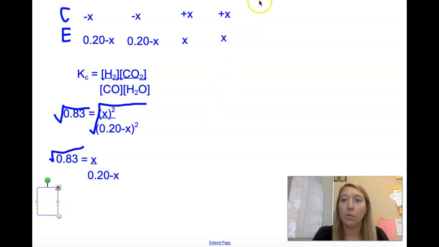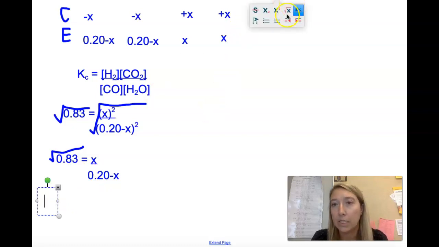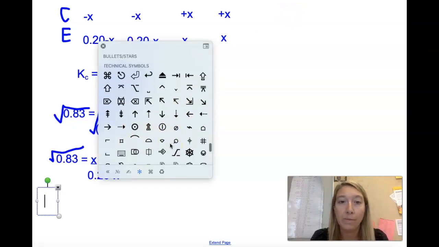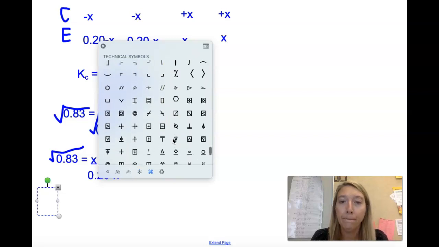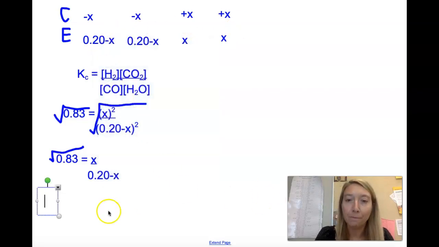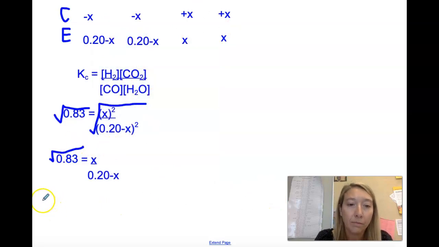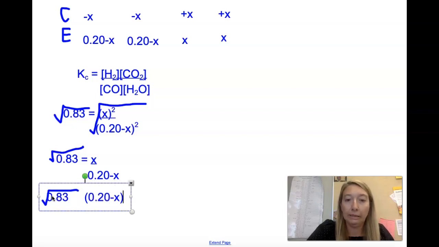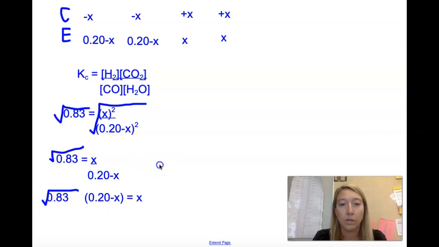So we are going to say that we have, let me see if I can find a symbol. Oh, look at that, there is a symbol for square root, maybe. Or maybe not. Yeah, okay, I'm just going to draw. That's going to take too long. So we are going to have the square root of 0.83, and that is going to be times that 0.20 minus x, and that is going to equal x, right? So we took this term and we moved it over to this side. Okay, now we have to multiply this through.